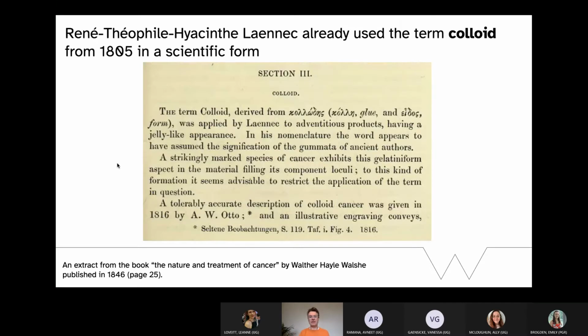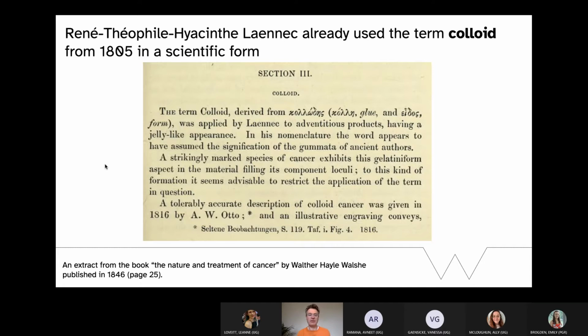Now, if we fast forward and look into the scientific literature, the first time I could find the word colloid in a scientific book was in 1805, and it was described in a book in 1846 by Walter Hale Walsh. There he already said that a French doctor mentioned the word colloid. In that particular case, it related to disease, to cancer, and he found that certain tumors had a jelly-like substance, and that jelly-like behavior was referred to as colloidal behavior.